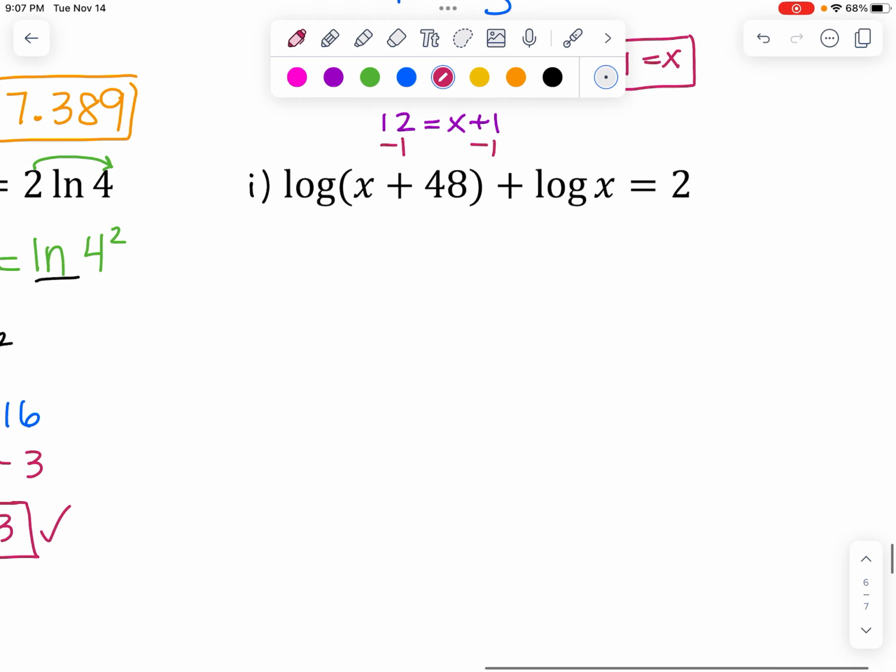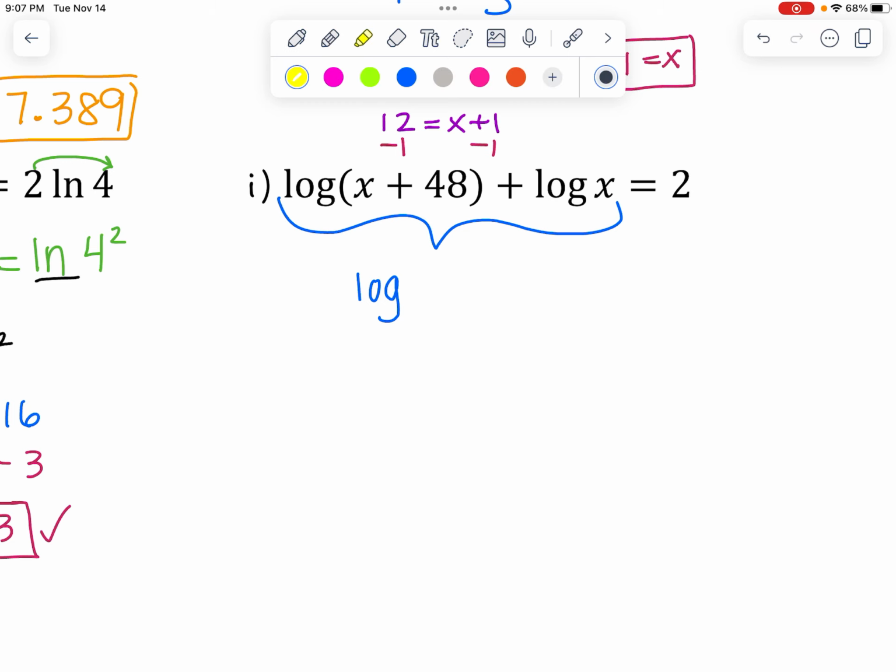All right, in our last example together here, I've got 2 logs on the same side of the equal sign, so I'm going to condense them first. When I condense these 2 logs, remember that the base stays the same. So because this is base 10, we're going to get log base 10. And then they're being added together, so I'm going to condense them using multiplication. When I multiply these, I get x times x plus 48. I rewrite it in this form, in this order, just because that's easier for me. If you don't like doing that, you can write it in the normal order.